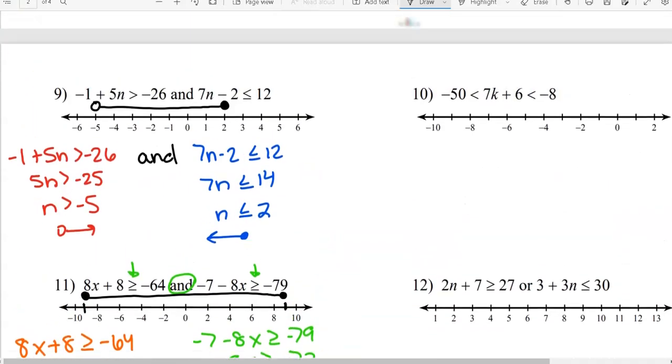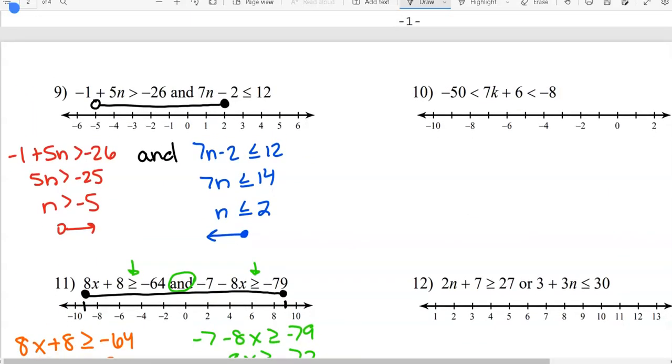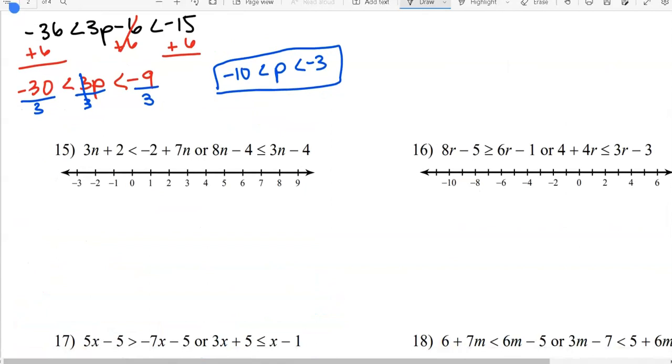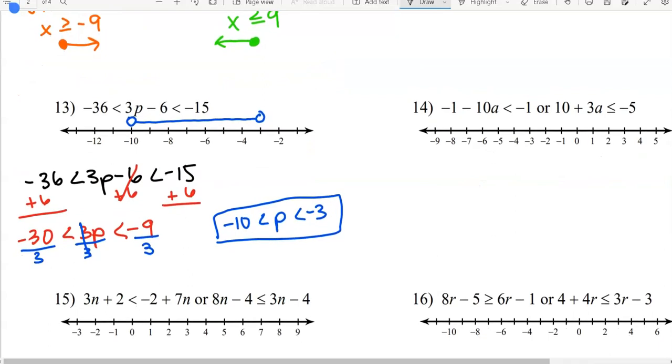Number 10. Nope, that's an and. So yeah, you can work number 10 the way I just did 13. Subtract 6 from both numbers. Divide 7 from both numbers. So we're just applying that to number 15. 15's an or. Yep. Does anybody need to see the other strategy for number 13? We're okay? Okay. I personally like this way, but not everybody does.